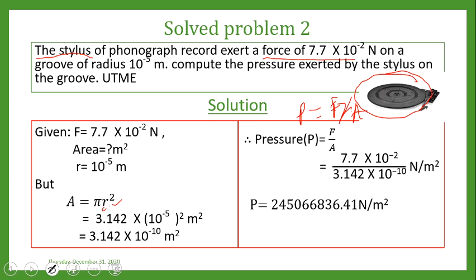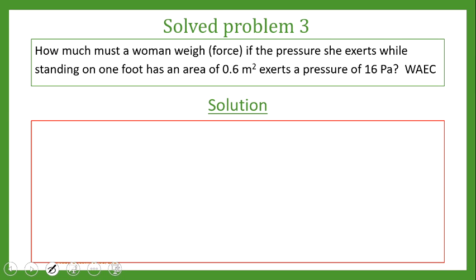The third question we have here is, how much does a woman weigh if the pressure she exerts while standing on one foot, which has an area of 0.6 meters square, is 16 Pascal? We are calculating the weight of the woman, which is equivalent to force, don't forget. Now, let's list out all the parameters. Force is unknown from the question. And we have area as 0.6 meters square. Area equals 0.6 meters square. And we have pressure given to us as 16 Pascal.